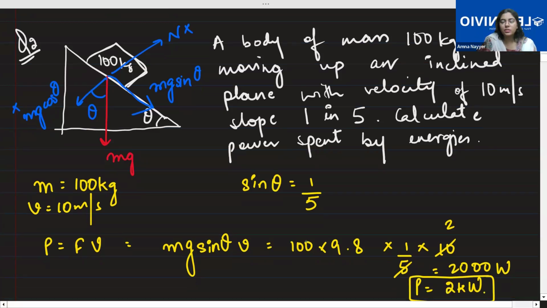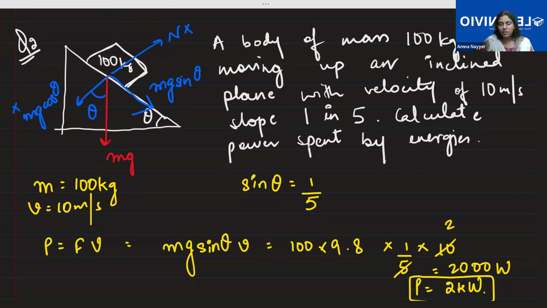Then let's start with collision. Okay, last topic of work, energy, and power. Work, energy, and power are actually completed. There's one more topic, collision. That will complete the chapter. Please write it first.